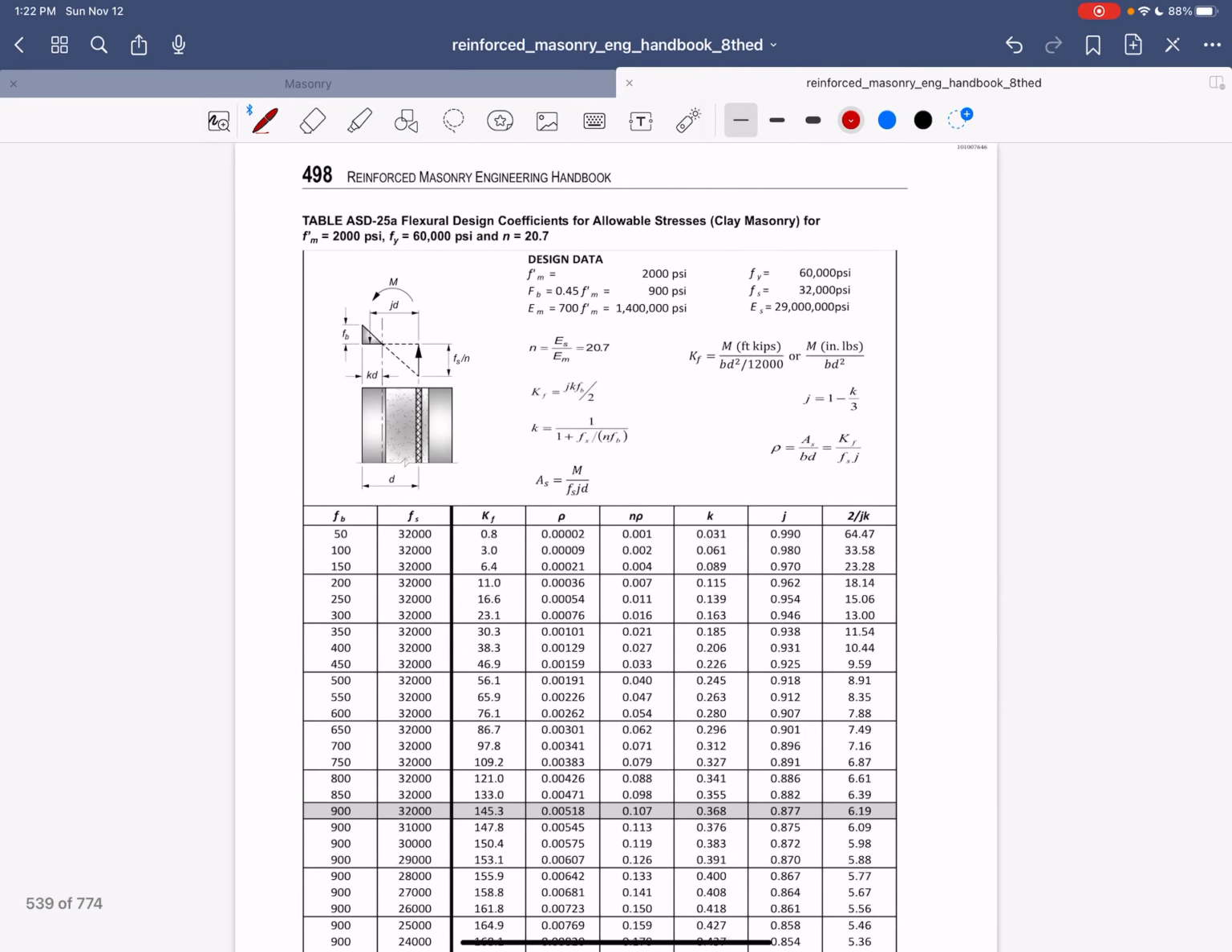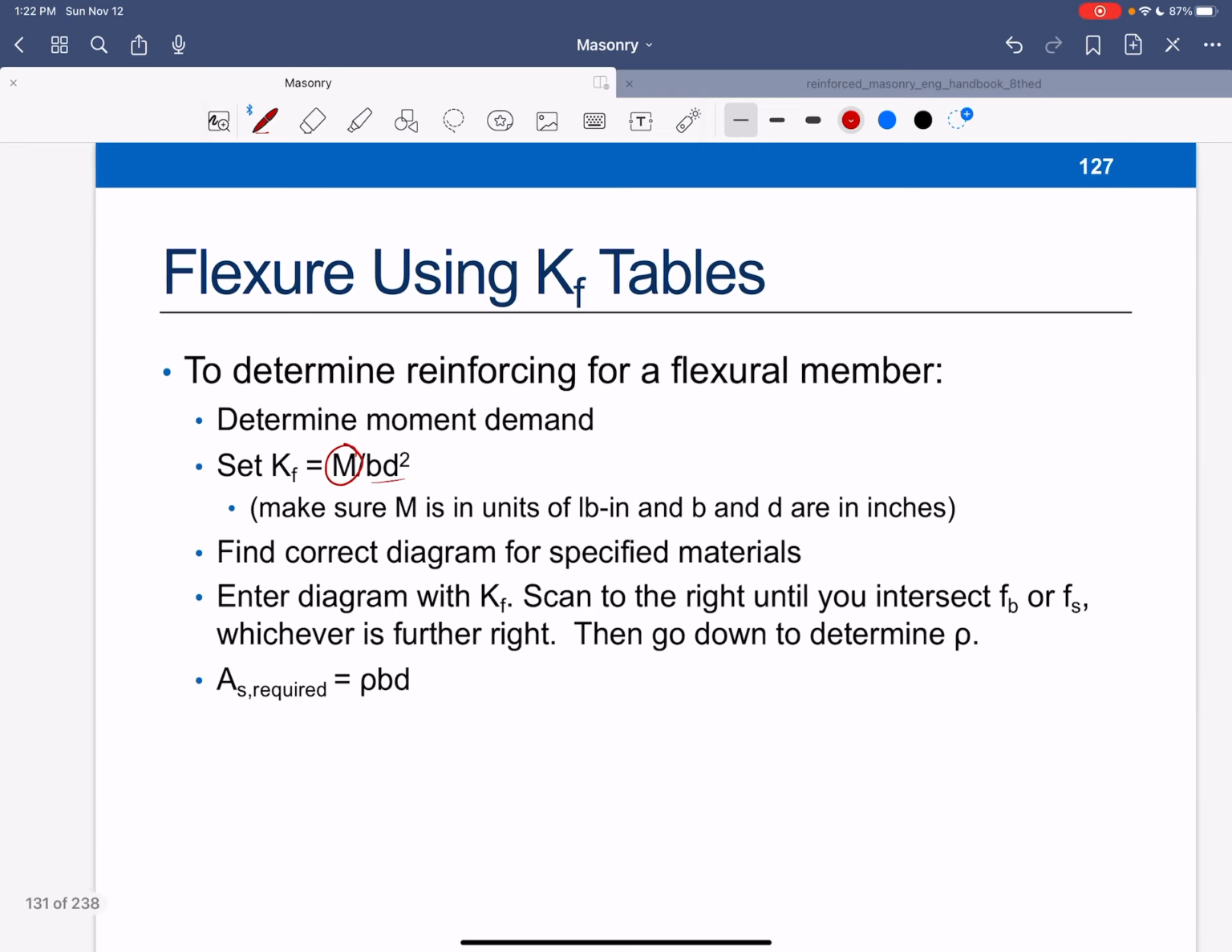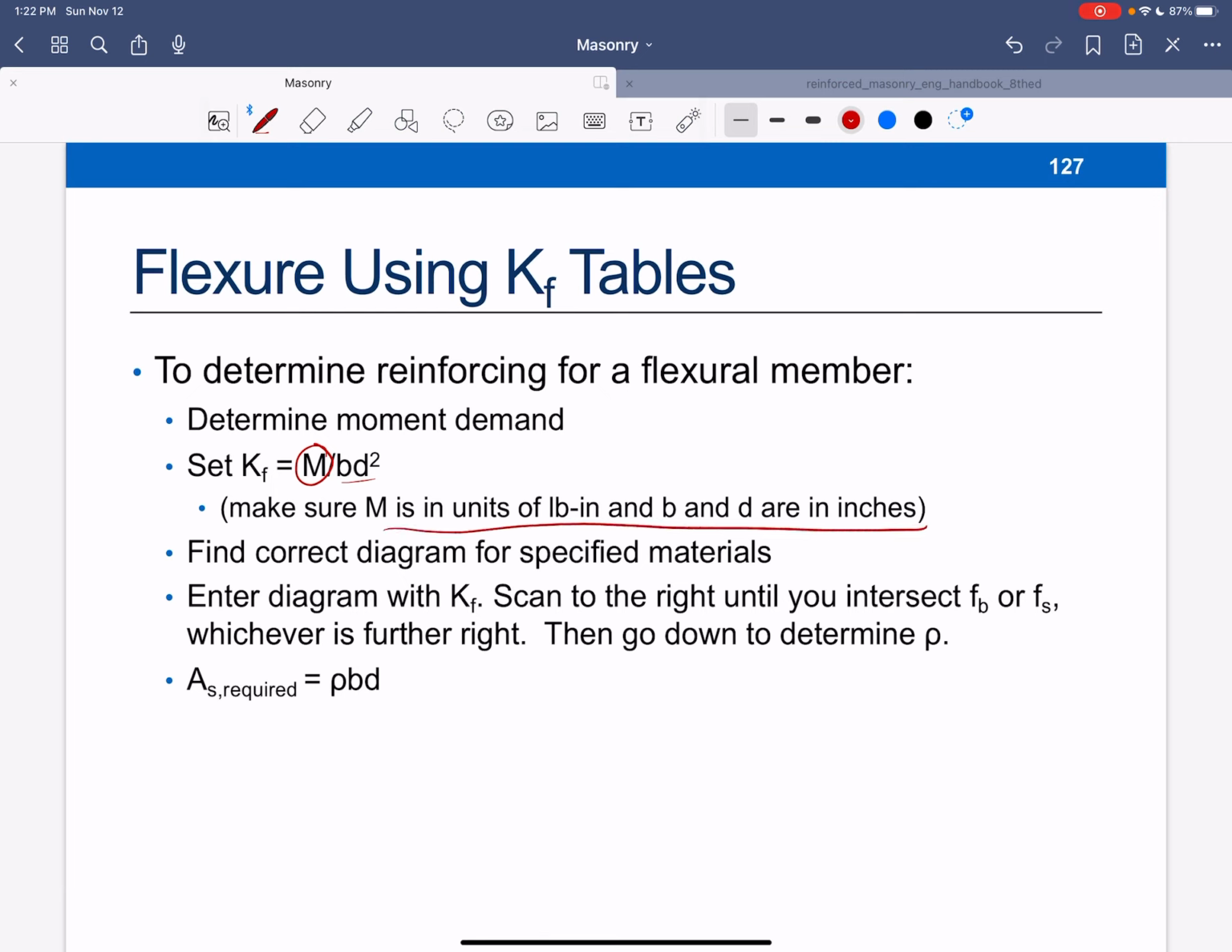Let's go back to your slides here. So I follow exactly what we wrote here. To determine reinforcing for a flexural member, you figure out the demand, right? And then you backtrack to figure out what KF value you need, because remember, we're going to set the moment demand versus the moment required, or the required versus the capacity. So if I set KF equal to the required moment over B sub D squared, be sure you keep your units in inches and pounds if you're going to use the diagrams. Find the right diagram that matches with my strengths and everything else.